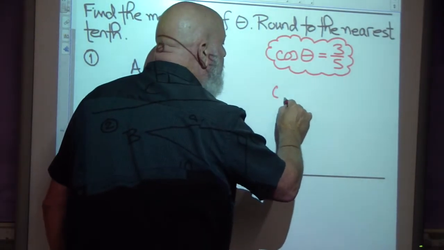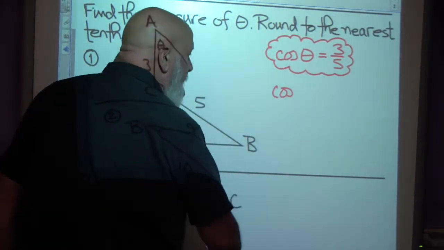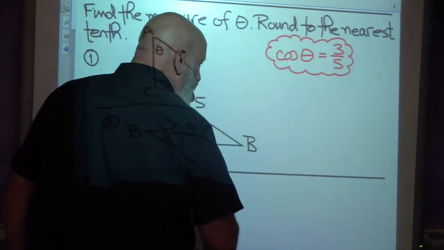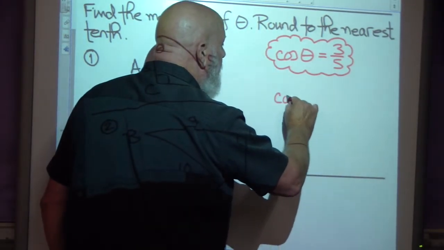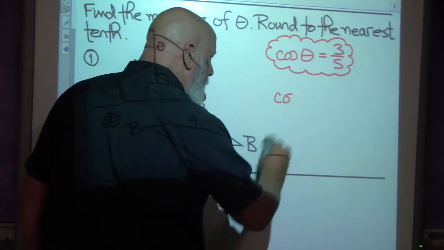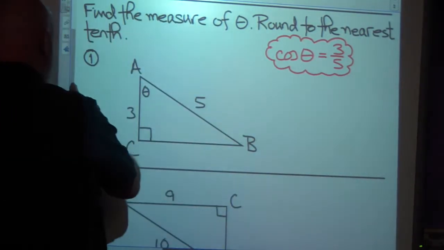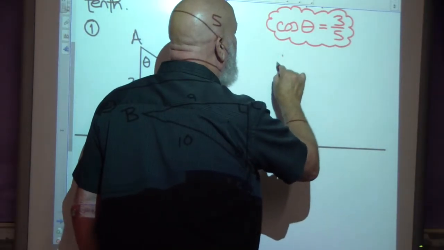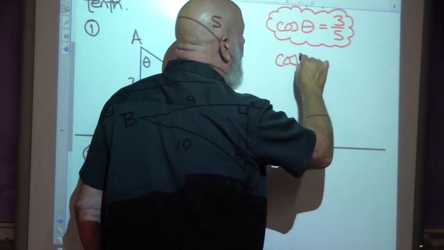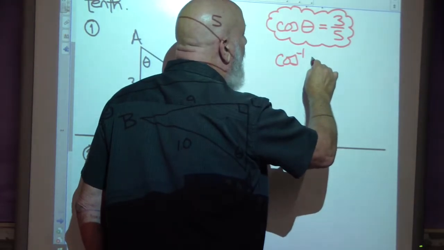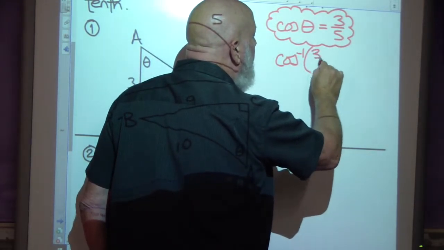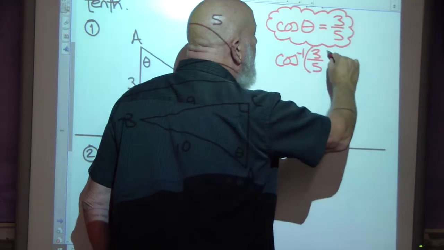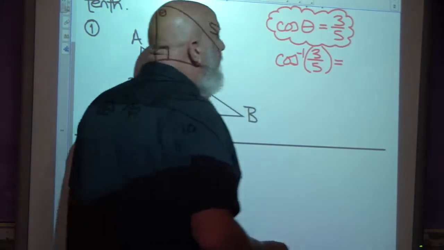The inverse cosine, oops. I'm having trouble writing. There we go. The inverse cosine of 3 over 5 will be equal to the measure of angle theta.